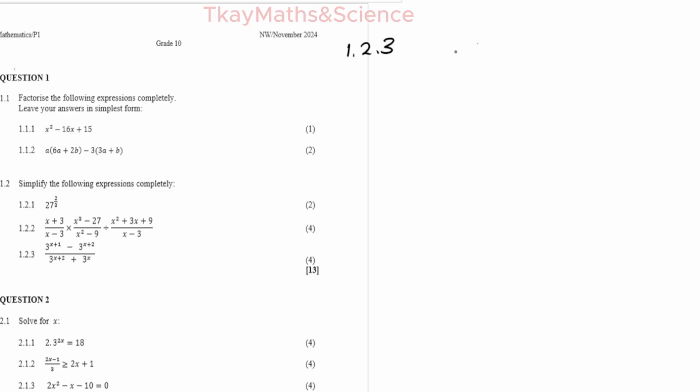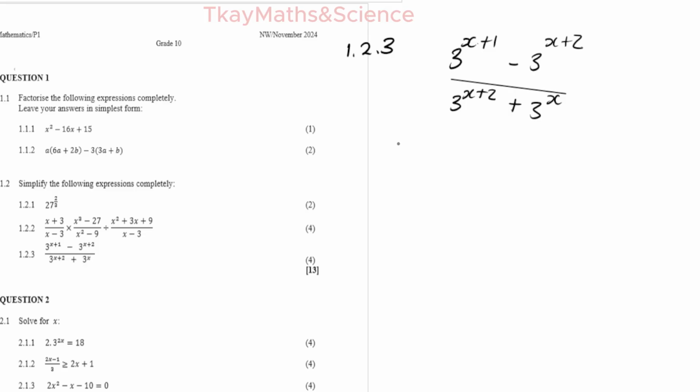So we have this expression here, which is 3 to the x plus 1 minus 3 to the x plus 2, over 3 to the x plus 2 plus 3 to the x. Here we basically see these expressions where 3 is the base. So let's try to separate the terms on the powers here.